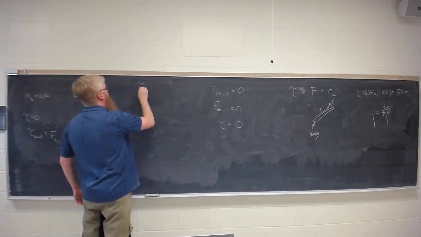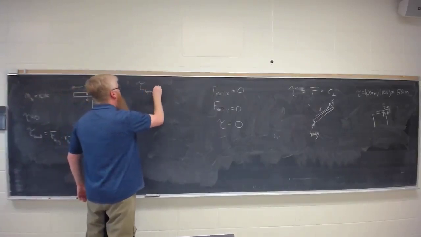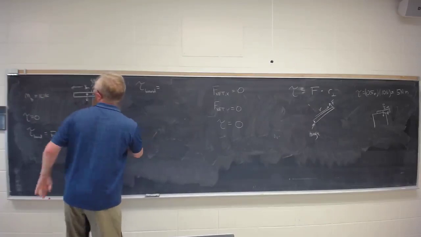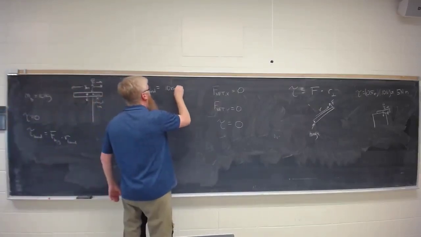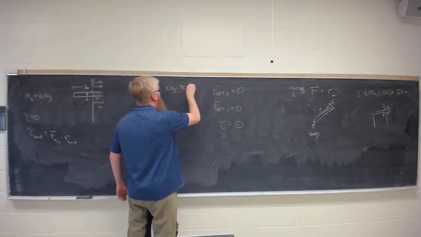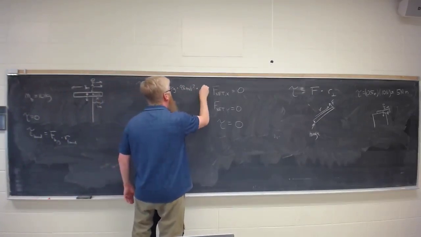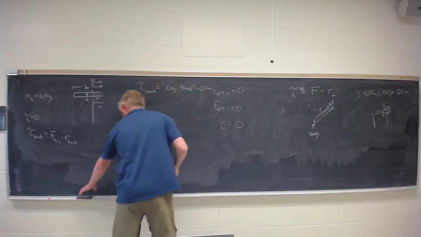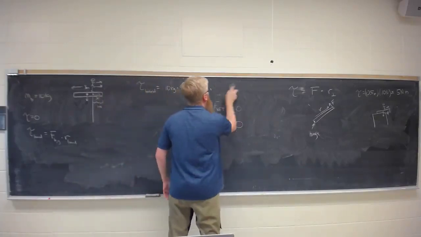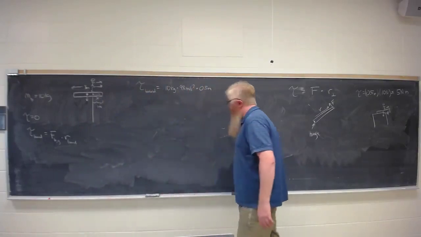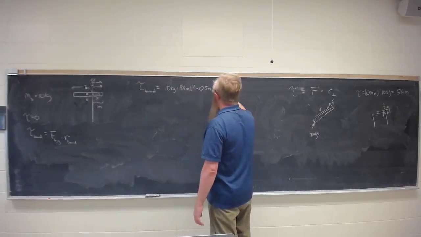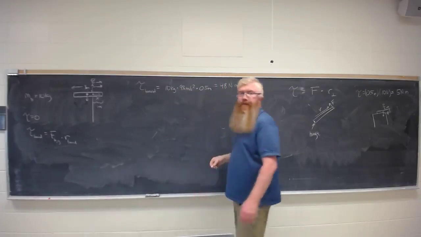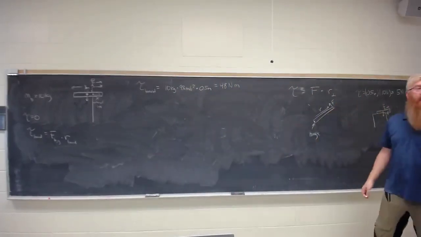So coming up here, tau for the board is equal to the weight of the board. The board is 10 kilograms. So 10 kilograms times 9.8 meters per second squared, because it's acceleration due to gravity, times half a meter. That's the torque from the board. Now let's just pretend this is 10. 10 times 10 times 0.5, this is about 48 Newton meters. All right, happy with that?